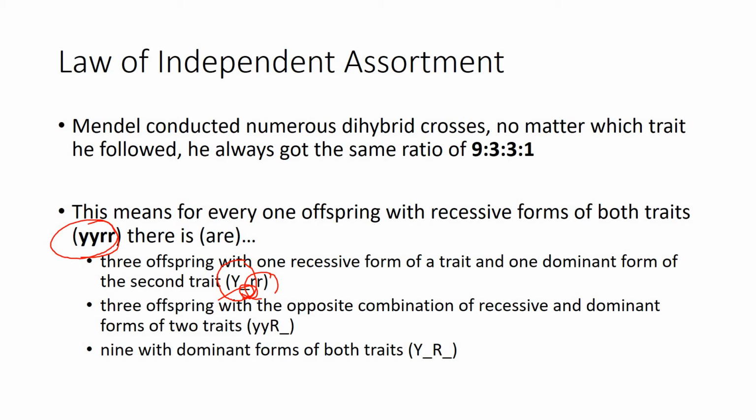It's also going to have three offspring with the opposite combination of what we just saw. So you're going to have our R's shown as dominant. We don't know which genotype it's going to be. And we're also going to have the recessive form for color show up there. And then we're going to have nine with dominant forms of both traits that are going to show up. And that dominant form could be either heterozygous or homozygous dominant.